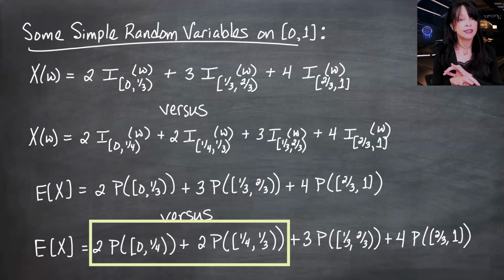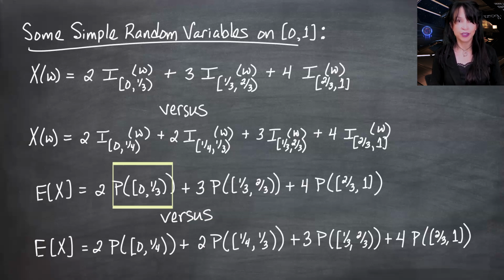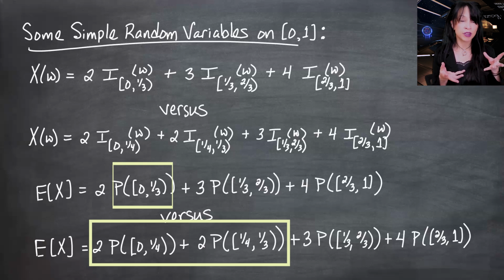And because these are disjoint intervals, they can be combined using finite additivity of the probability measure to give you the probability measure of the interval from 0 to 1/3, which is exactly what we have up here. So these two terms sum up to this term, and these two expectations are identical, even if the underlying representation for the simple random variables looked a little bit different, but were actually the same thing.